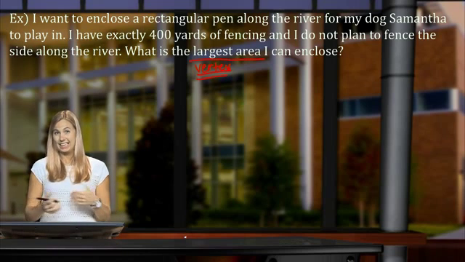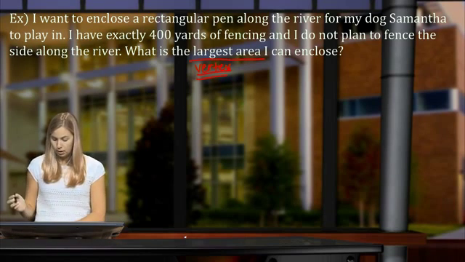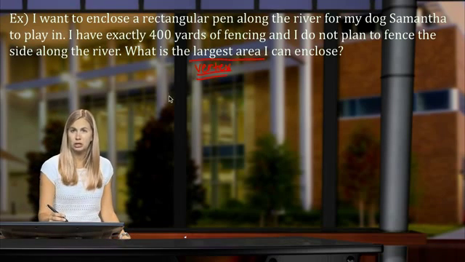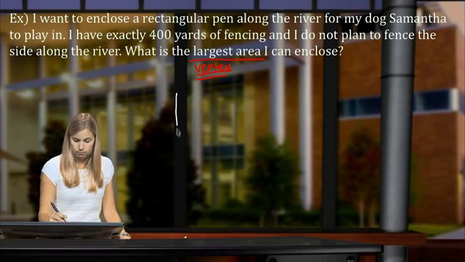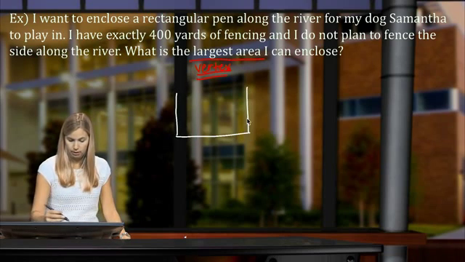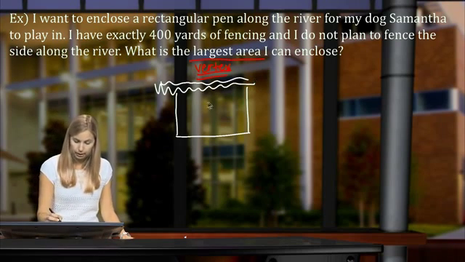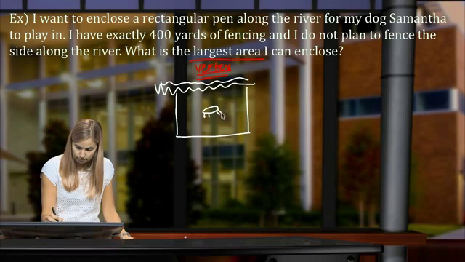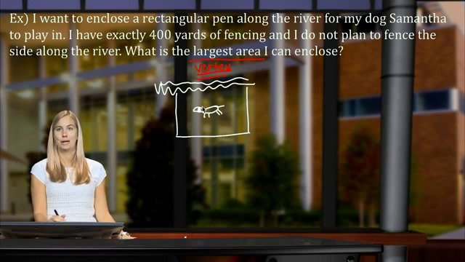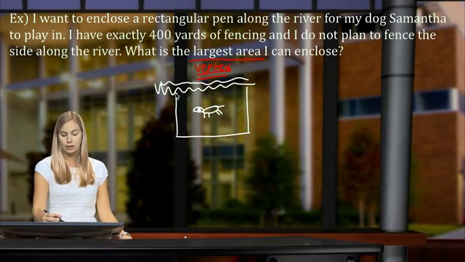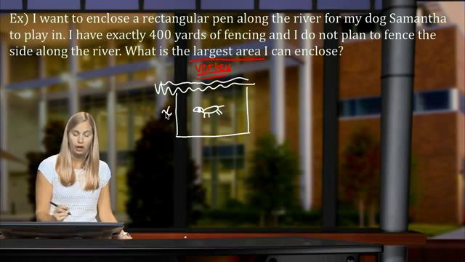Now, in order to find the vertex, I need a function which I don't have yet. So we're going to use the context of the problem to set up a function. So I'm going to draw a picture first. Here's my pen. Here's the river that I'm not fencing in. Here's Samantha. She's happy in her pen playing around. Now, I know that I've got 400 feet of fencing. Do I know how long this side of my pen is going to be? Nope. So I'm going to call it x.